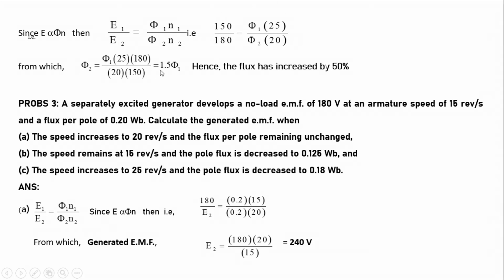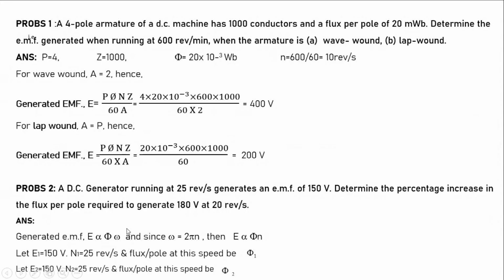While solving this equation, you will get phi 2 is equal to 1.5 phi 1. So phi 1 is the initial flux produced, phi 2 is the final flux produced. So that is in the problem.